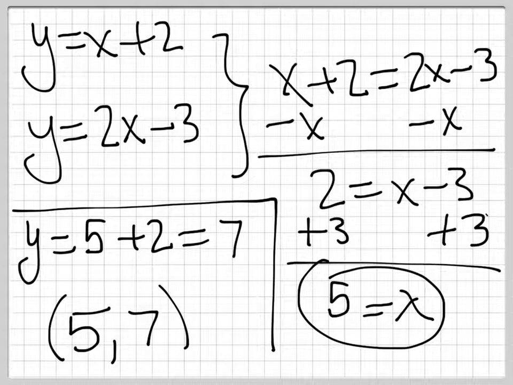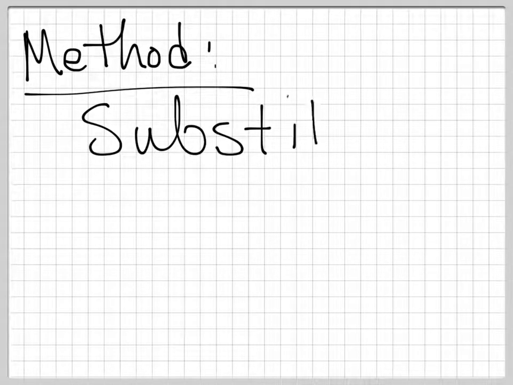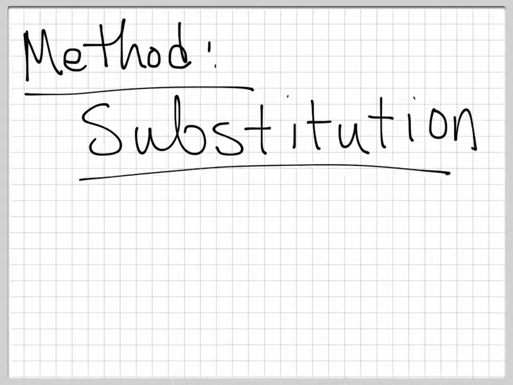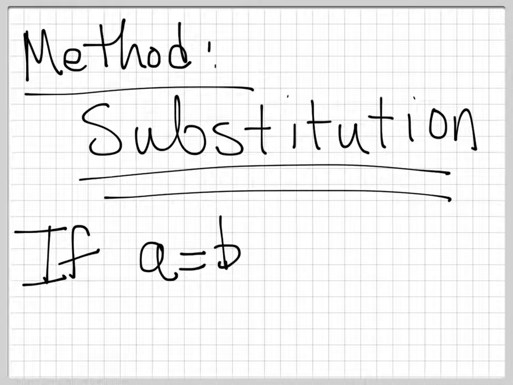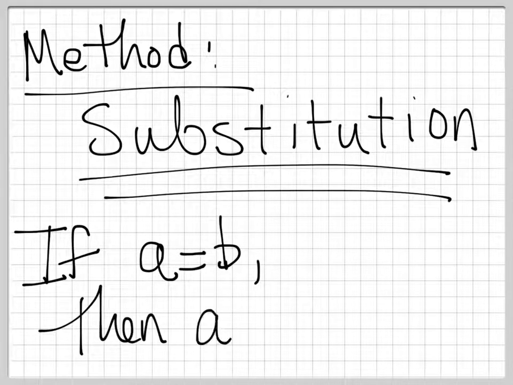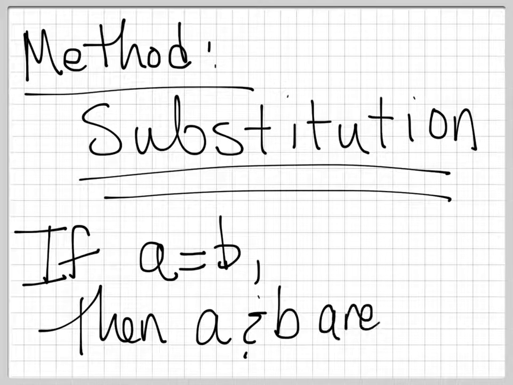So what's going on here, and why does this work? And what are we going to call this? Our first method is going to be called substitution. And the way substitution works is it says if you have two things which are equal, you can replace one with the other. You kind of want to think of this as the math equivalent of synonyms. Right? So what we said is if you have A equal to B, then A and B are, I'm going to write sideways here, interchangeable.